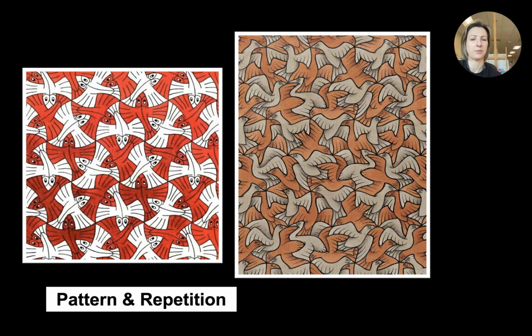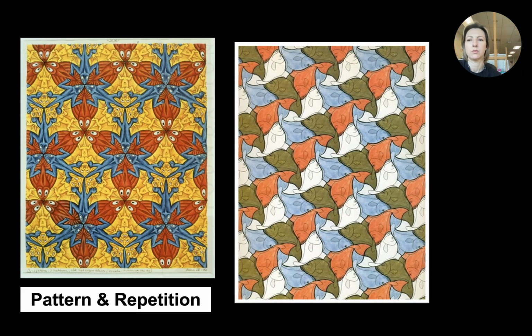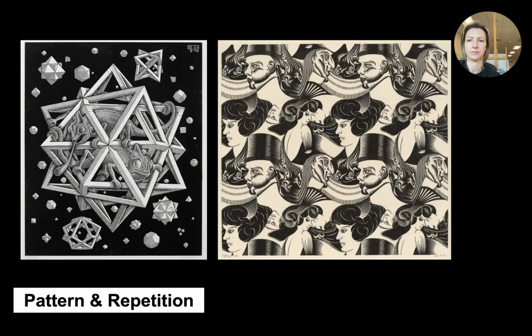So here's an example of two more. These are also different types of tessellations. The one on the right is rotating on an axis. The same with the one on the left. You can see how they almost spin. So the same with these.